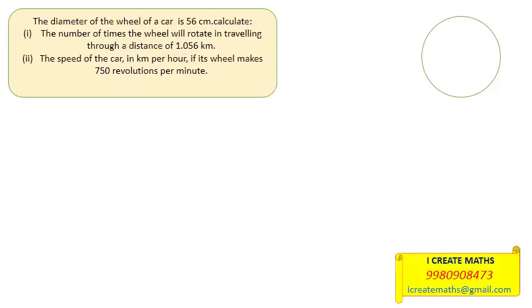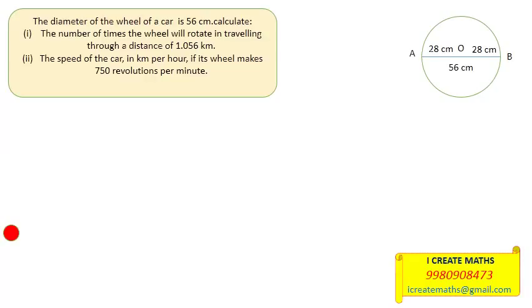So, already we drew a circle with diameter AB, where AB is 56 centimeter. It is given in the question. We will mark the center O, so we get the radius, which is equal to 28 centimeter. Now look down. There is a red color circle. We will consider that as the wheel of the car.